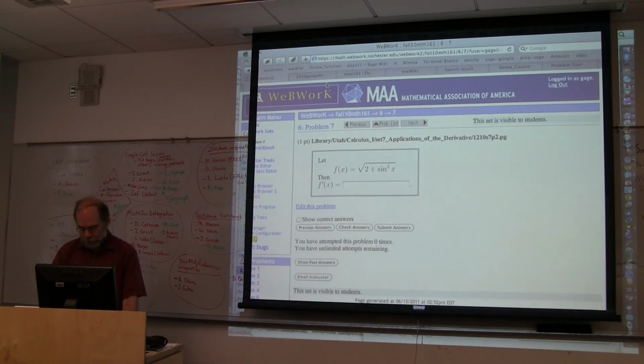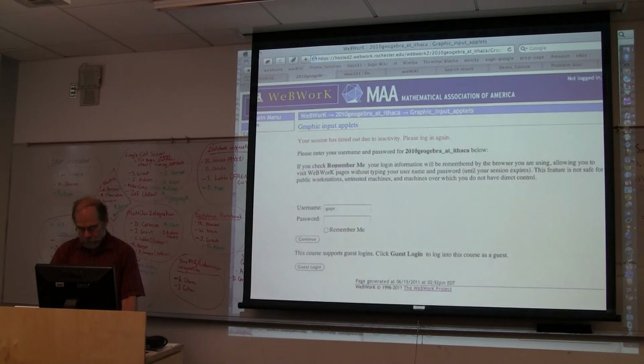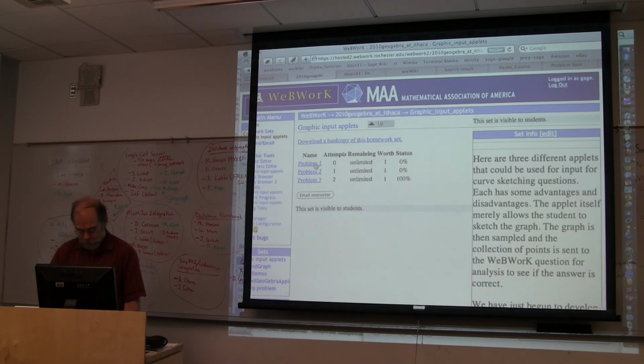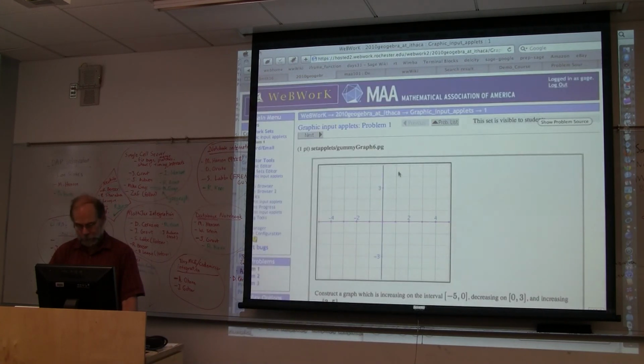Okay, one more show-off thing before I stop here. The question here is, give me something like a function that increases on this interval, decreases on this interval, increases on that. Show me what the graph looks like. You can think of this as the demo problem, this is not work. You're supposed to manipulate this thing, which is a Java applet.